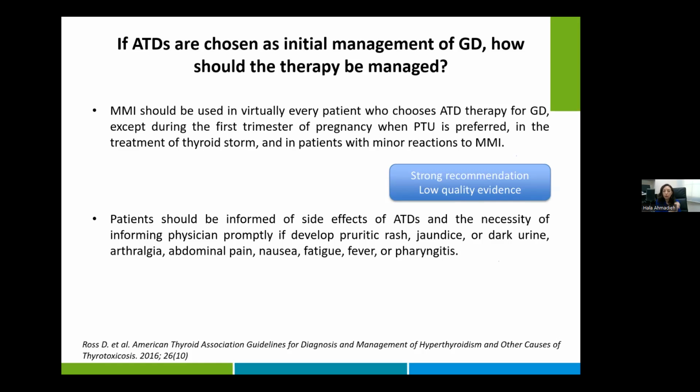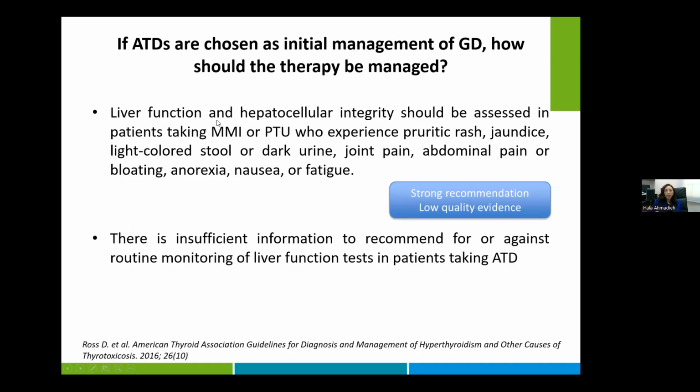All patients should be informed of the side effects of antithyroid treatment and the importance of consulting their physician in case they develop pruritic rash, jaundice, any darkness in the urine, fever, or sore throat. So they need to inform the doctor about that. Liver function and hepatocellular integrity are better assessed before we start the treatment. And also if they develop any pruritic rash, jaundice, or joint pain, because there is a risk of agranulocytosis, we need to instruct patients to stop treatment if they develop any fever or pharyngitis.